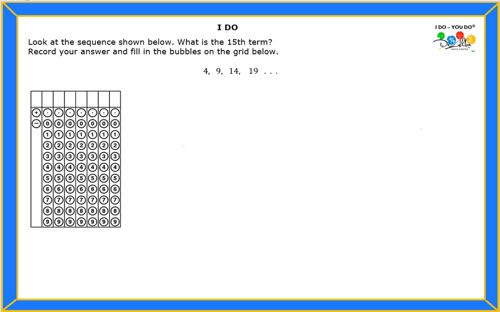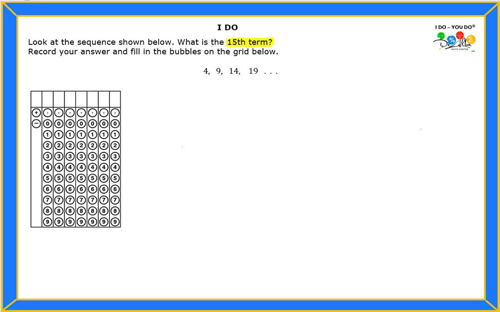And it says, look at the sequence shown below. What is the 15th term? Record your answer and fill in the bubbles on the grid below. Okay, so we're looking for the what? The 15th term.